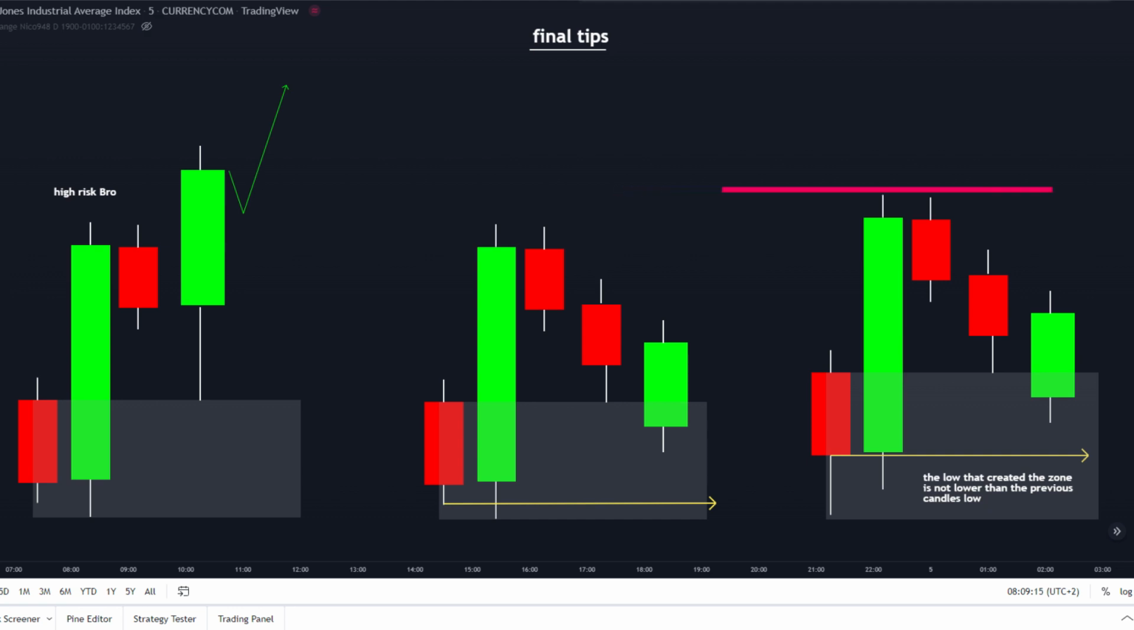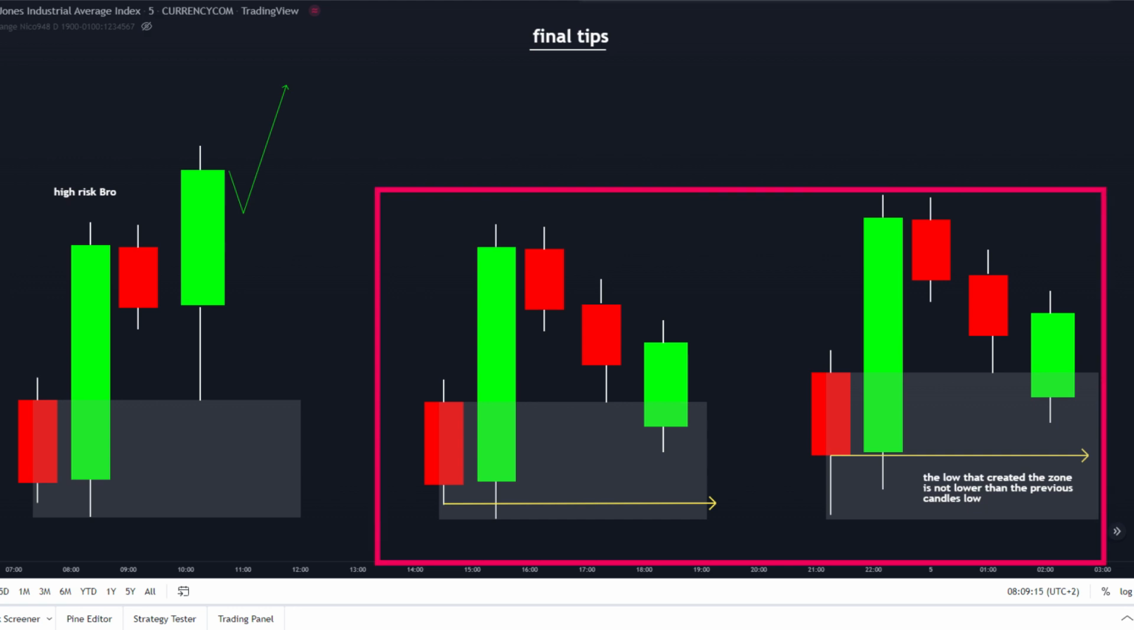Look closely here. We have 2 patterns but different entry styles. The only thing that makes these 2 different is the low. On the first one we can see that the low was created by the bullish candle, and on the second one the low was created by the bearish candle. In this case it makes the sniper entries different.